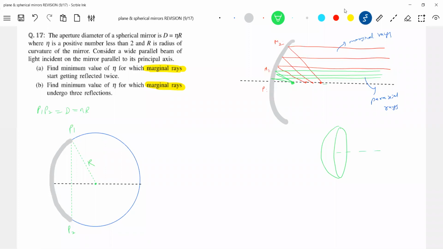It will be like this. So you are seeing the plane diagram. This will be the 3D diagram. It will be like this. Okay, now let's get into that one. The paraxial ray.